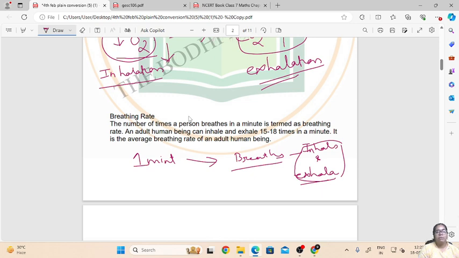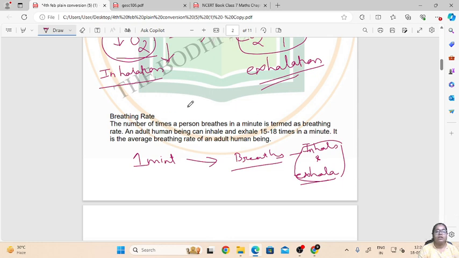So in 1 minute you have to see how many times you are taking in oxygen and giving out carbon dioxide, and that number is the breathing rate of an individual in 1 minute. So this is how we can calculate the breathing rate of any individual.